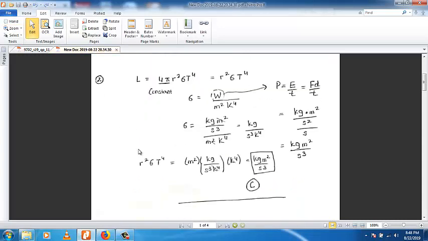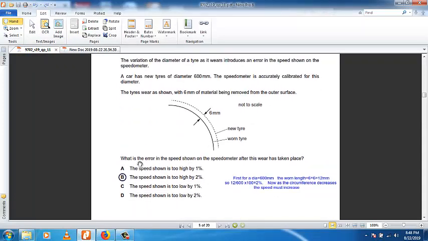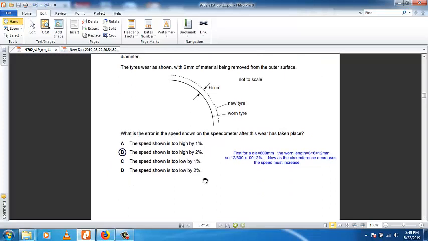So let's see question number 5. We first have to identify that if the wear is 6 mm from one end, then it's also 6 mm from the other end. So this makes up 6 plus 6, which is 12 mm out of the 600 mm tire. So that's 12 over 600 times 100. This makes up 2%. And as the radius has been reduced, we have to identify that the angular velocity is to be considered here. The diameter is reduced and the radius is also reduced, so the angular velocity increases. So for question number 5, it's 2%, and the angular velocity increases. So the speed on the speedometer increases.